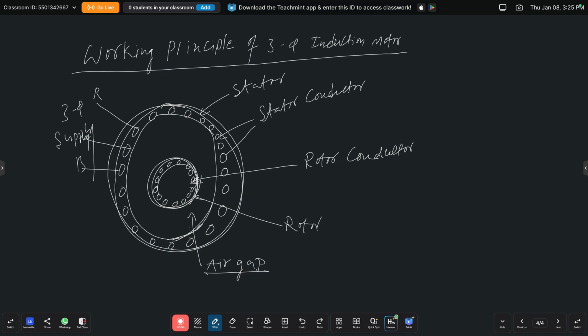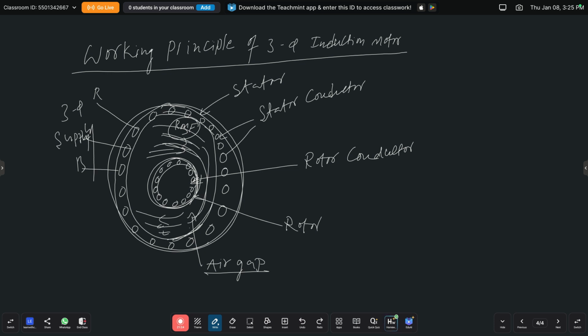This is the air gap. In this air gap, the rotating magnetic field will rotate. The RMF, rotating magnetic field, is produced by the stator winding. This rotating magnetic field will rotate in the air gap. Then what will happen?